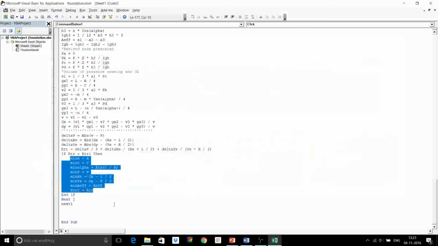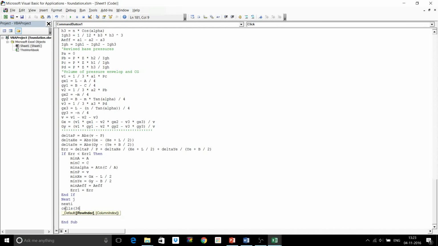Cell 36 2 is equal to min A. 37 2 is equal to min C. 38 2 is equal to min P. Cell 39 2 is equal to min XE. Cell 42 is equal to min YE.